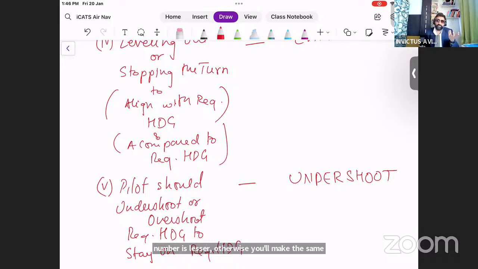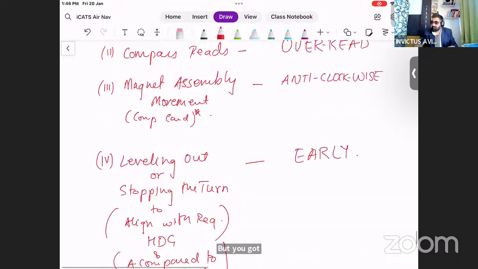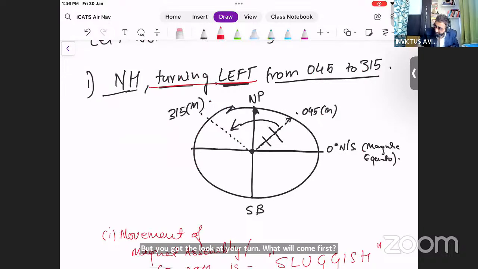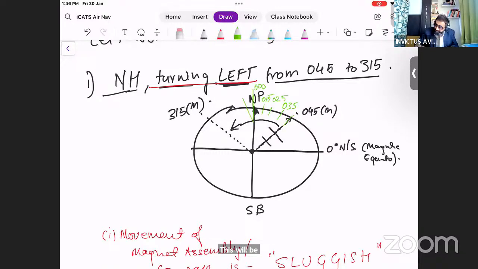The 315 से छोटा तो sir 270, 2980 होगा ना. But look at your turn. What will come first? That will be a level out. So the best way to not confuse ourselves here would be to write down. This will be 035, 025, 015, 000, and then probably you could say 360 minus 15 would be 345. So this is the trick here. If you just go on numbers, students, you will make mistakes.